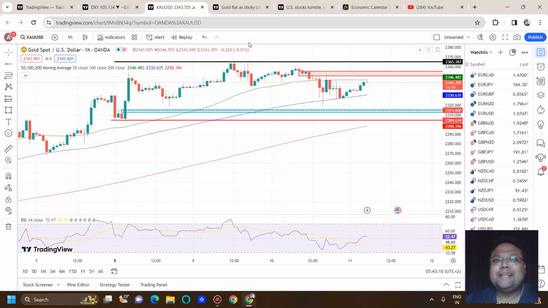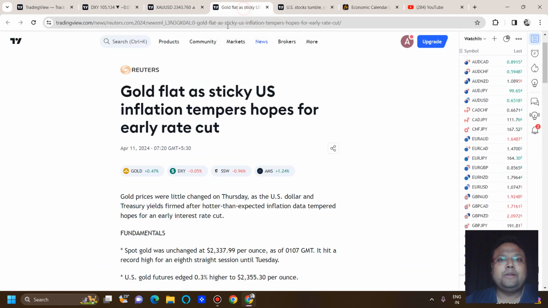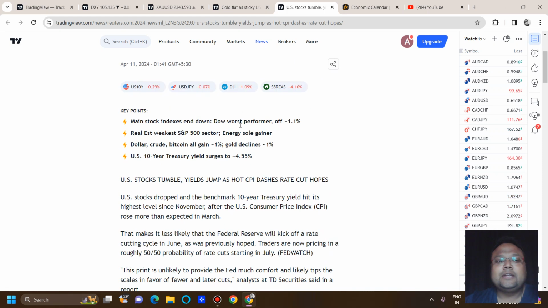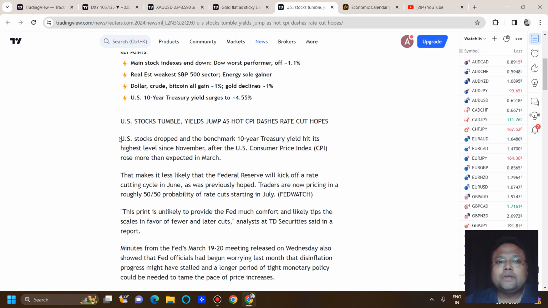Anyways, let's look at the market sentiment first. The numbers were hot, CPI numbers were extremely hot. Gold flat as sticky US inflation tempers hopes for early rate cut. US stocks tumble, yields jump as hot CPI dashes rate cut hopes. See, US stocks drop and the benchmark 10-year yield hits its highest level since November after the US consumer price index rose more than expected in March.